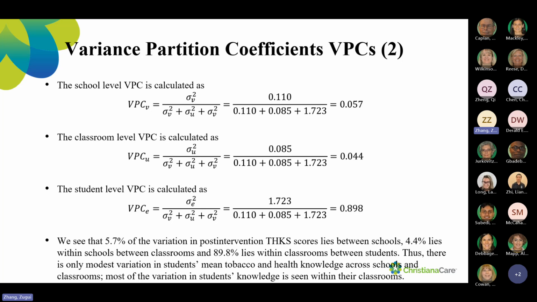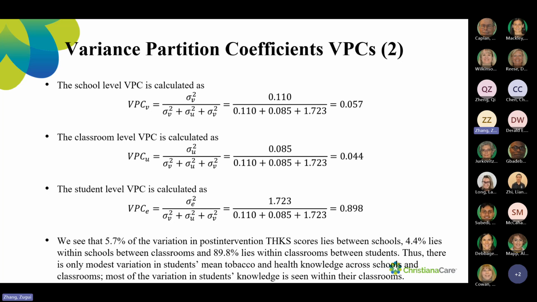By running this three-level modeling, we get the school level variance partition coefficient is 0.057, which means 5.7%. And the classroom level accounts for this variance is 0.04, which means they are about 4.4%. And the student level for the variance partition coefficient accounts for 89.8%.